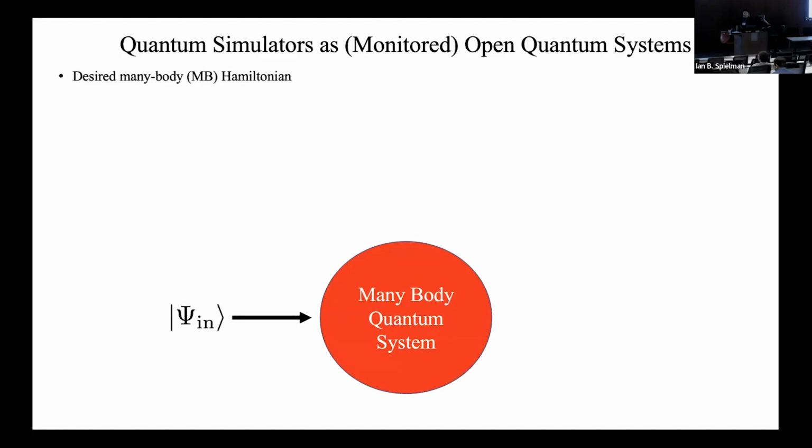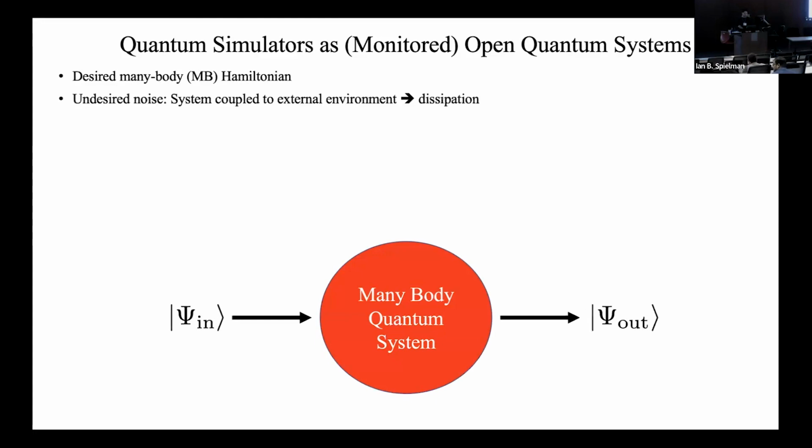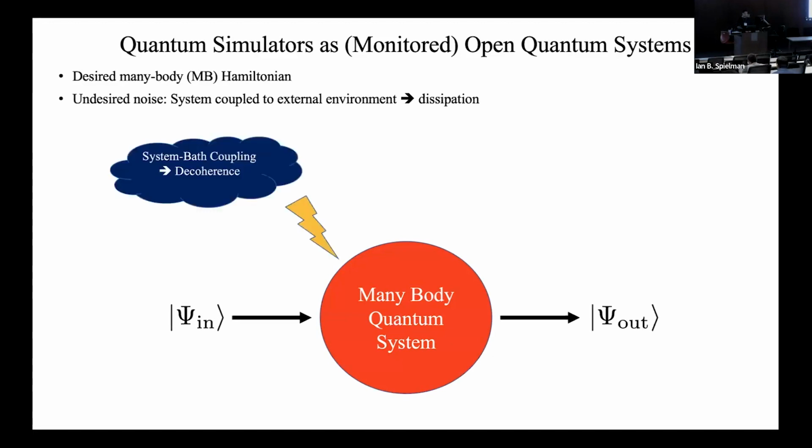So when we use these machines, we start with some trivial wave function, and then we engineer some many-body quantum Hamiltonian. And then ideally, we want to generate some maybe highly entangled wave function with that. However, we always have some undesired noise because of the coupling of the system to the environment, and this creates dissipation and decoherence. This can disrupt the time evolution of the system, and we may end up with something other than what we had intended for.